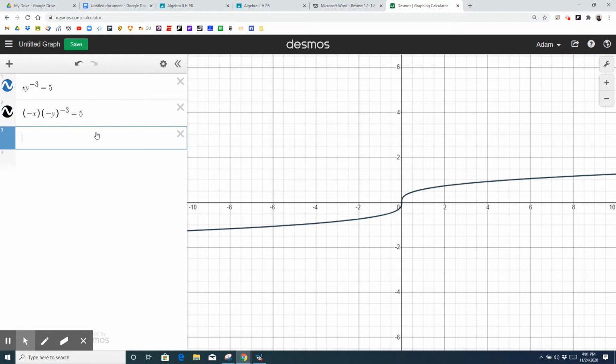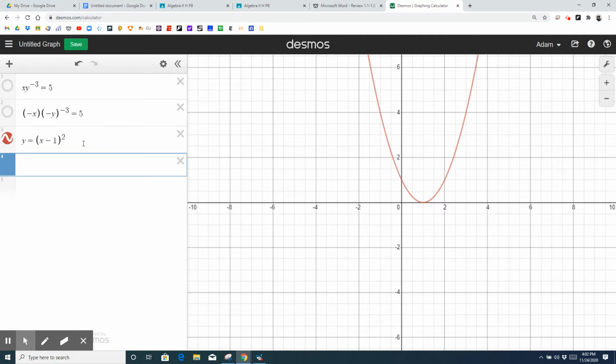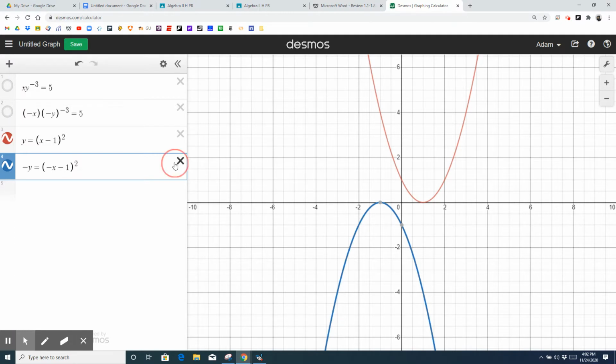Like if I did y equals (x minus 1) squared, and I wanted to rotate that 180 degrees, I would do negative y equals (negative x minus 1) squared. And notice how that red graph got rotated 180 degrees about the origin, but it didn't rotate onto itself, which means that it doesn't have symmetry about the origin.